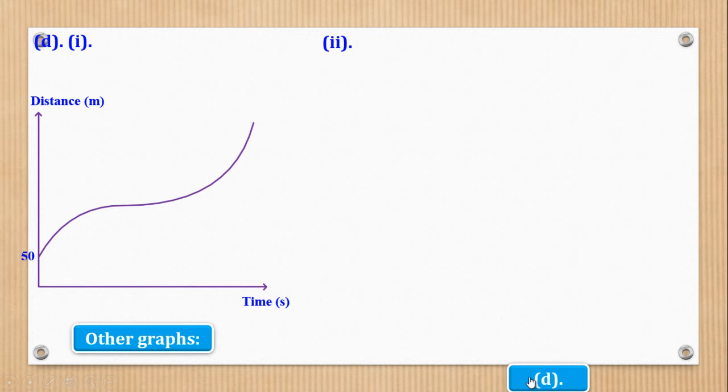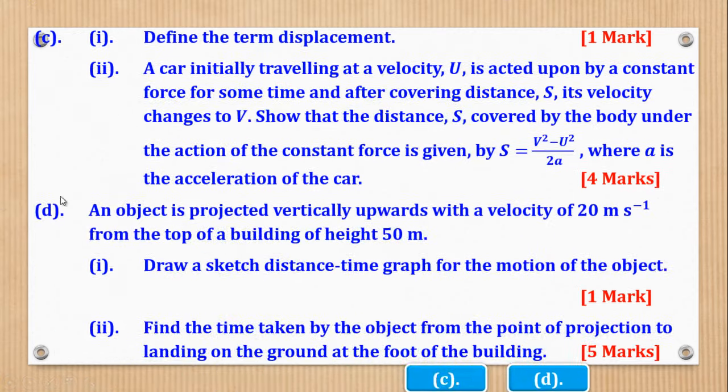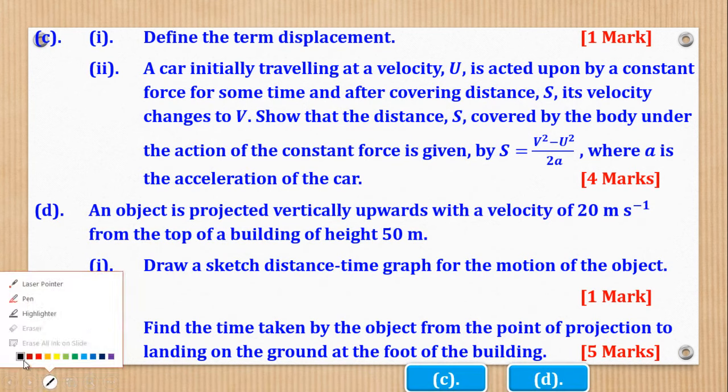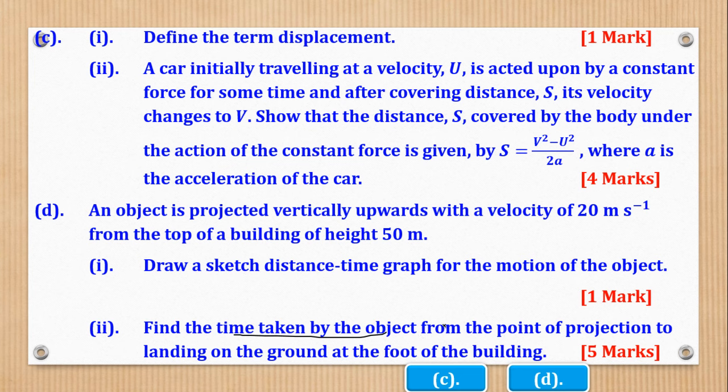Then Roman 2. Roman 2 says, find the time taken by the body from the point of projection to landing on the ground at the foot of the building.